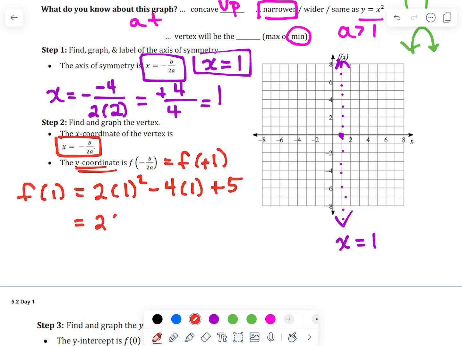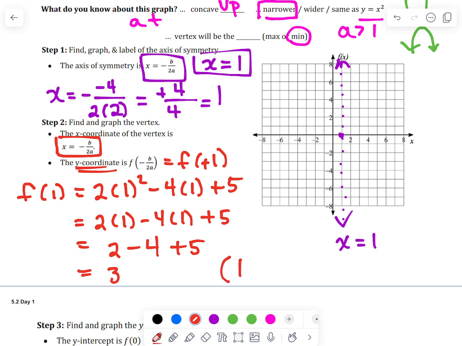So 1 times 1 is 1. Then we'll do our multiplication next. We get 2 minus 4 plus 5, and then add and subtract left to right, and we get 3. So the vertex point has to be written as an ordered pair. So it's (1, 3). So we graph that. Here is our vertex point, over 1, up 3. That'll be our minimum point on the graph.